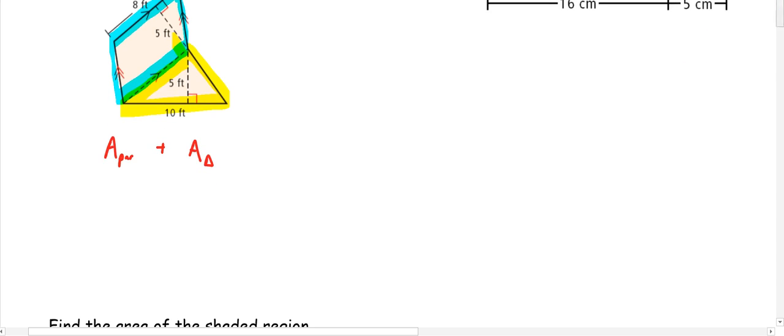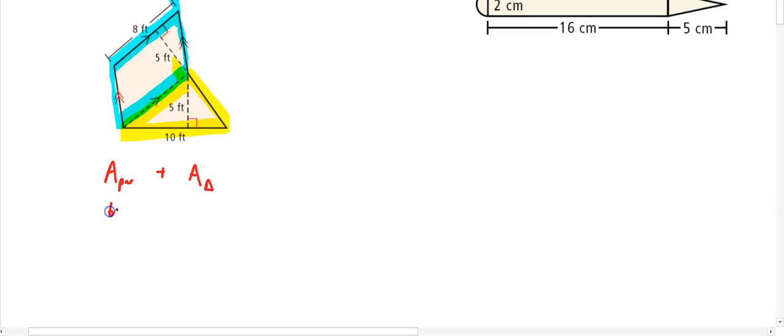So remember that area of a parallelogram is base times height. So in this case, our base is 8 and our height is 5. To find the area of a triangle, it's 1/2 base times height. So the base of the triangle is 10 and the height is 5. So when we go to simplify these, we get 5 times 8 is 40. 1/2 times 10 times 5 is 25, and we can add those together. So our total area is 65 feet squared.